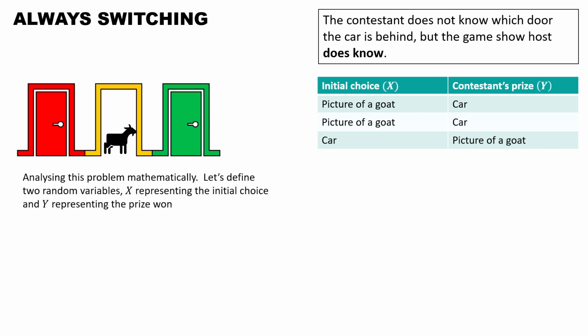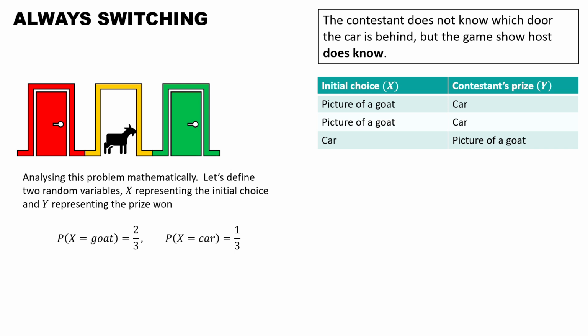Let's define your initial choice as x and the prize that the contestant wins, y. So we can write down probabilities relating to the initial choice straight away. The probability of picking a picture of a goat is 2/3. The probability of picking a car initially is 1/3. If you're always switching, we can also write down some conditional probabilities relating to the prize that's won.